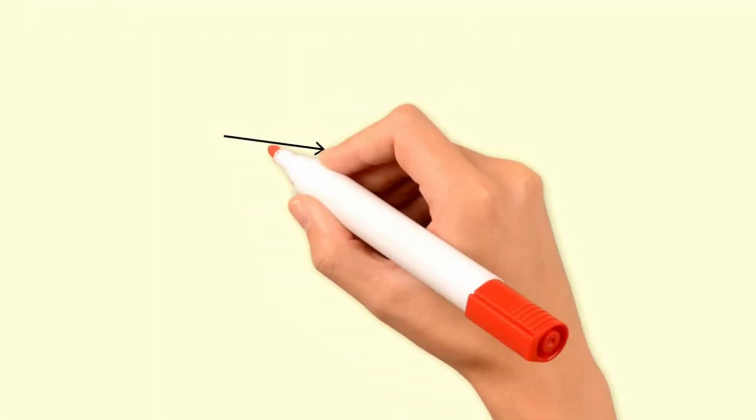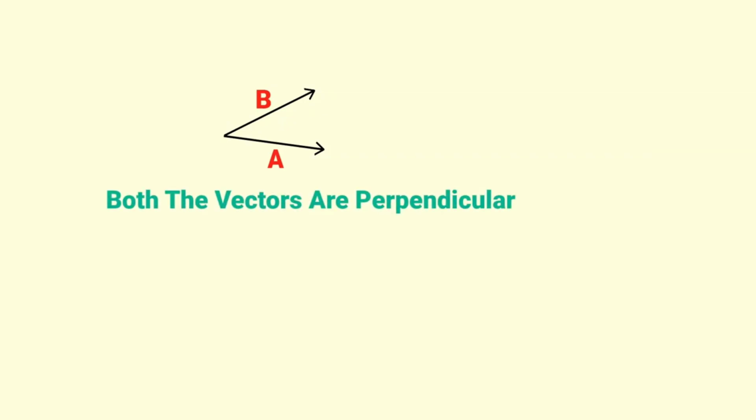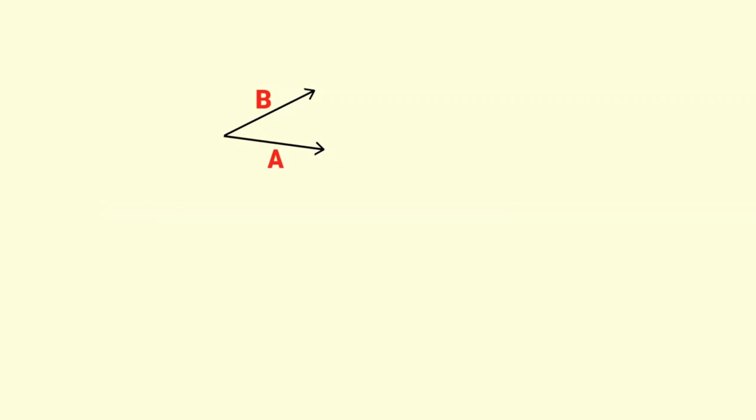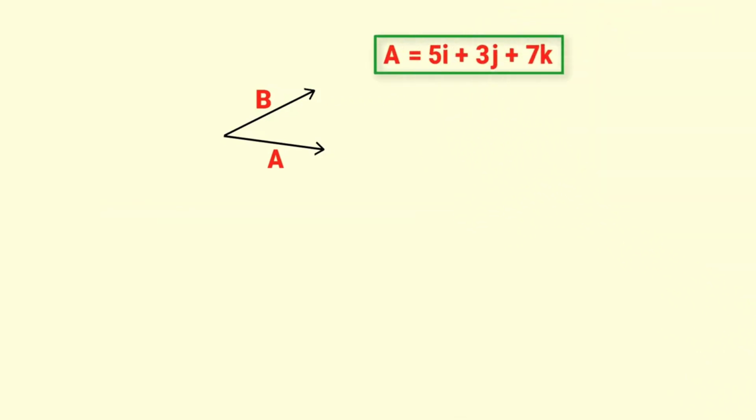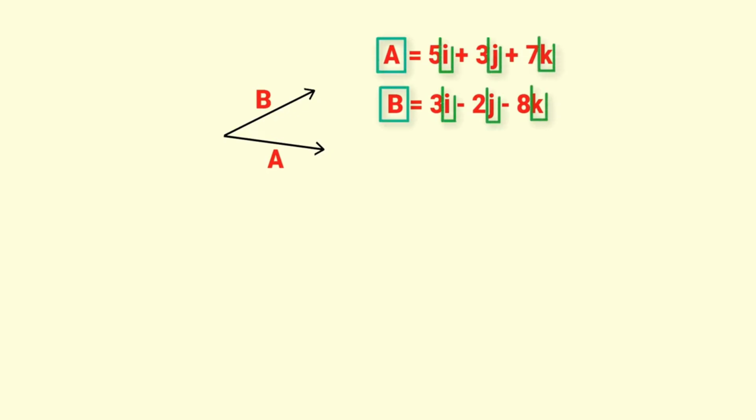Let's consider a vector A in this direction and a vector B in this direction. Let both the vectors A and B be perpendicular. Let the components of vector A be equal to 5i plus 3j plus 7k, while the components of vector B are equal to 3i minus 2j minus 8k. Remember that I intentionally ignore arrows on vectors and hats on unit vectors for simplicity.